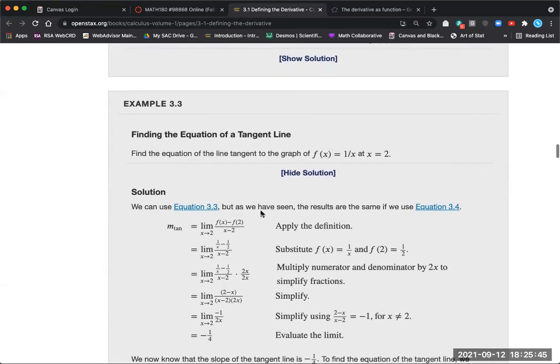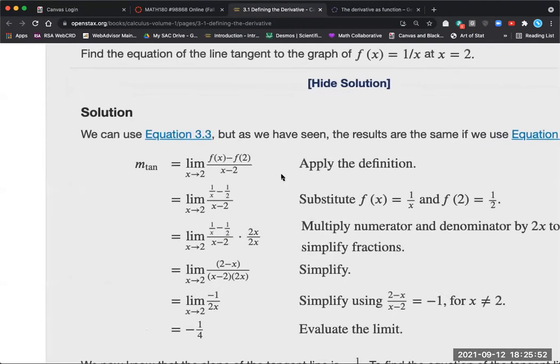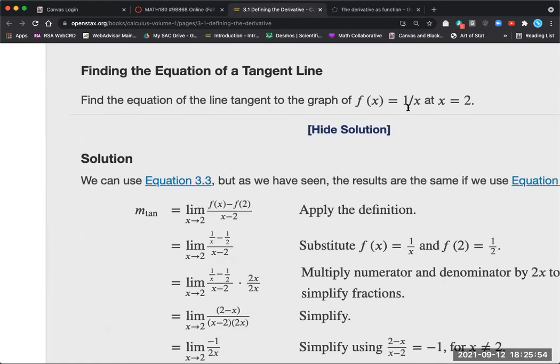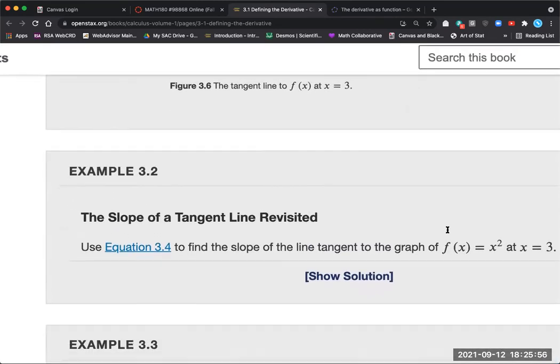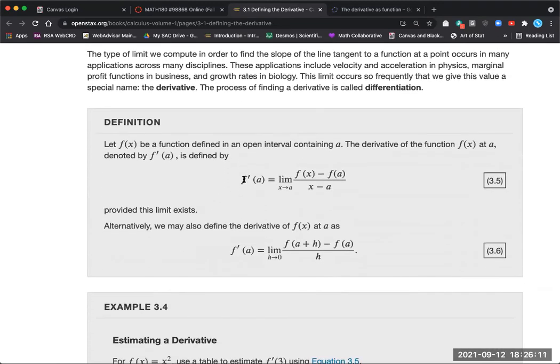And again, you can see in this example a little bit more complex algebra to find the limit if f of x is 1 over x compared to x squared. It's a little bit easier to evaluate the limit for x squared, but we can do it. Again, we use the techniques we used in Unit 2 to evaluate those limits.